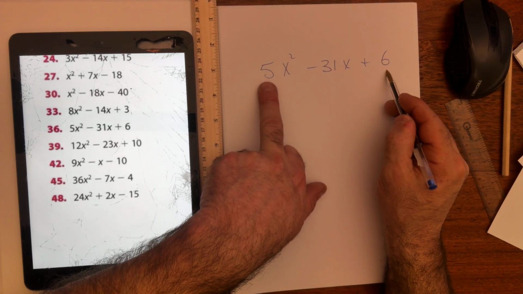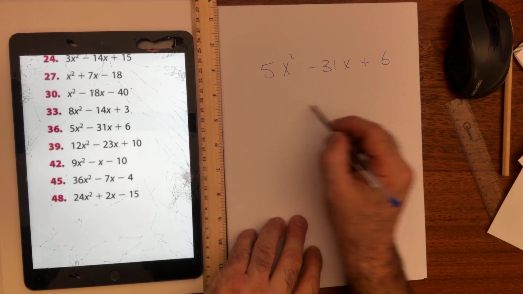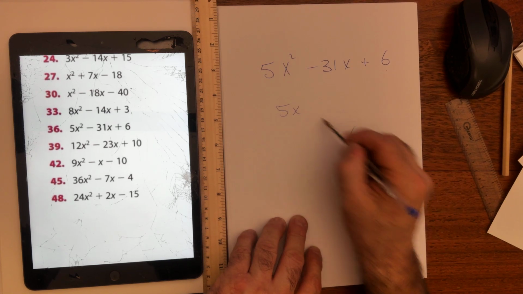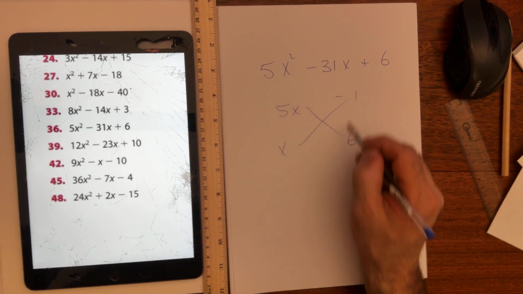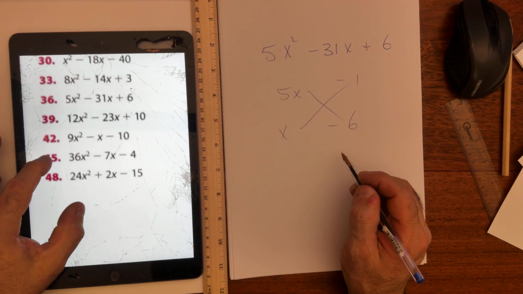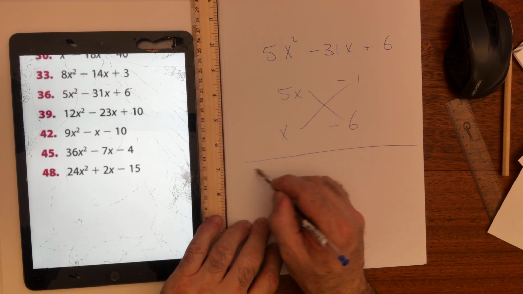5 6s, 30, add 1, 31. So we're going with 5x and 6 along one of them, and x and 1 along the other one, and they're both negative. Number 39.